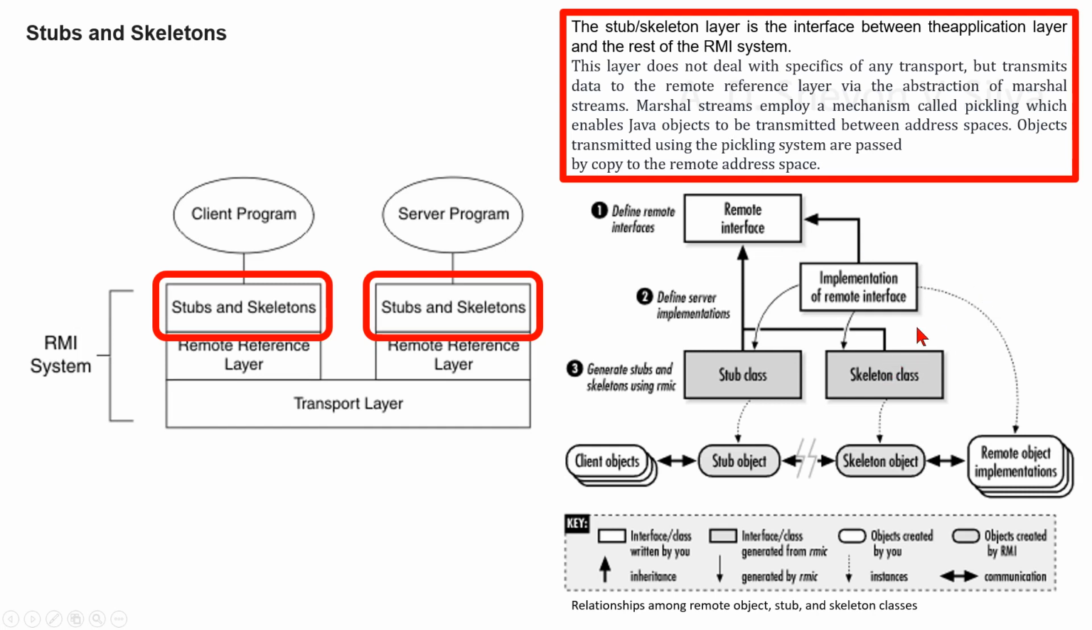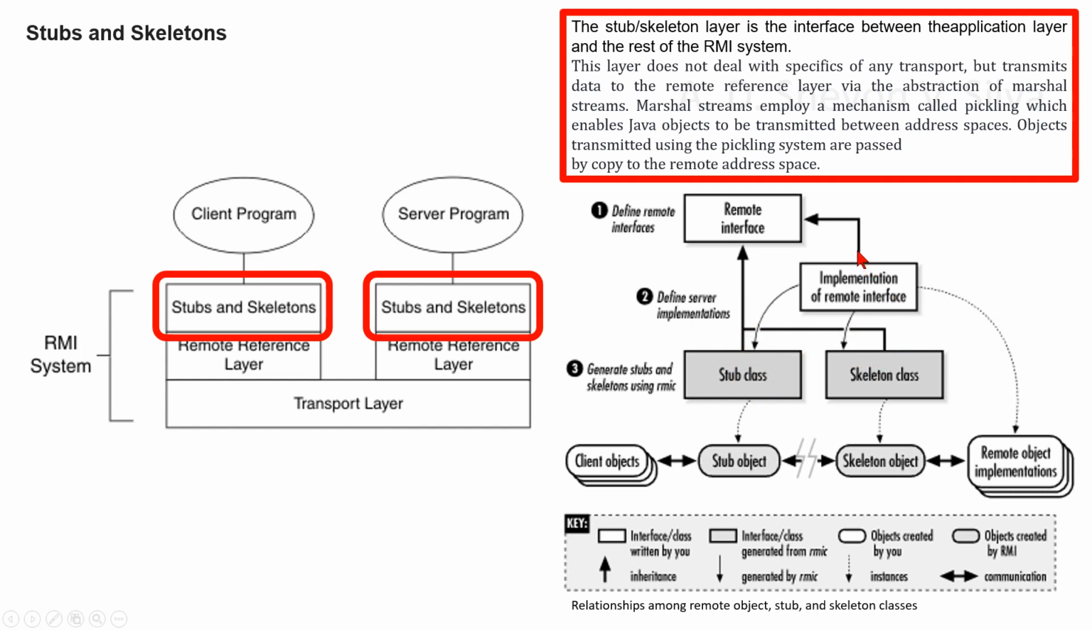Here you can see, this is step 1, define remote interfaces. Step 2, define server implementations. And step 3, generate stubs and skeletons using RMIC. Here you can see the stub and skeleton are connected to the remote interface, and here you can see the inheritance lines.